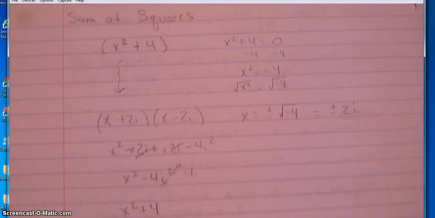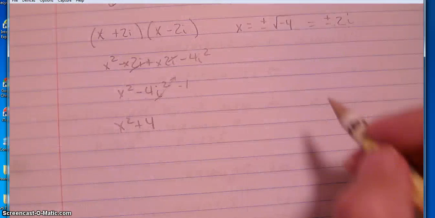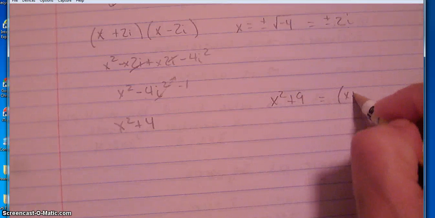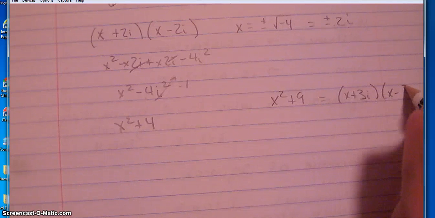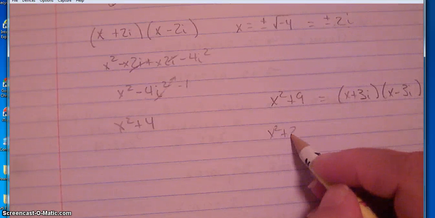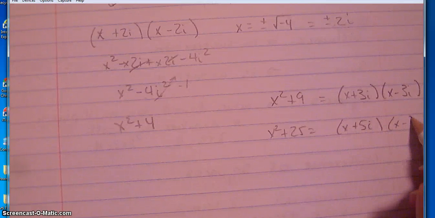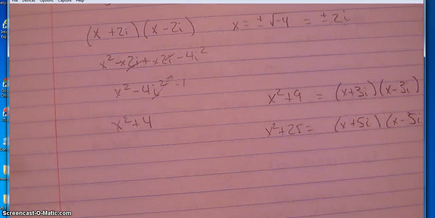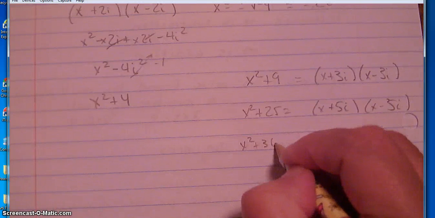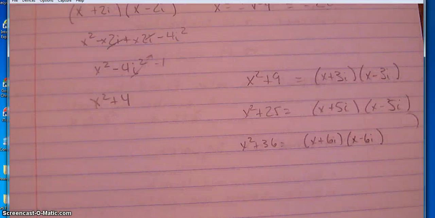So now I know that anytime I have a sum of squares, like x squared plus 9, I can factor that to x plus 3i and x minus 3i. So again, sum of perfect squares. If I had x squared plus 25, that would be x plus 5i, x minus 5i. Okay, the conjugate pairs. So we have to keep that in mind. Again, x squared plus 36 would be x plus 6i, x minus 6i. And the conjugate pairs cancel each other out.